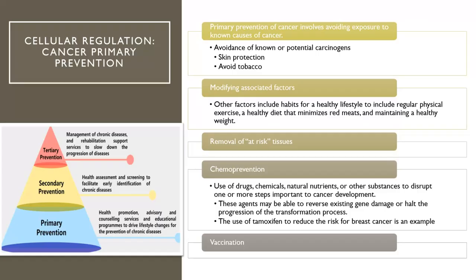And then chemoprevention: use of drugs, chemicals, natural nutrients, or other substances to disrupt one or more steps important to cancer development. So these agents may be able to reverse existing gene damage or halt the progression of the transformation process. The use of tamoxifen to reduce the risk of breast cancer is an example. And of course, primary prevention is your vaccines. An example of prevention of cancer through vaccine would be Gardasil for HPV leading to cervical cancer.